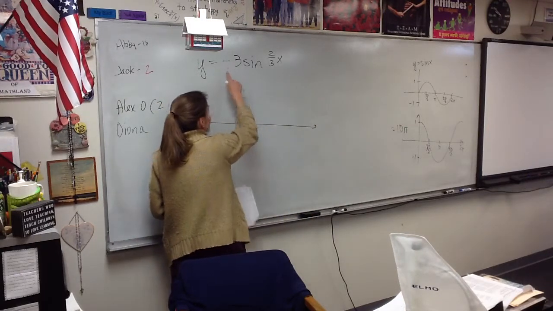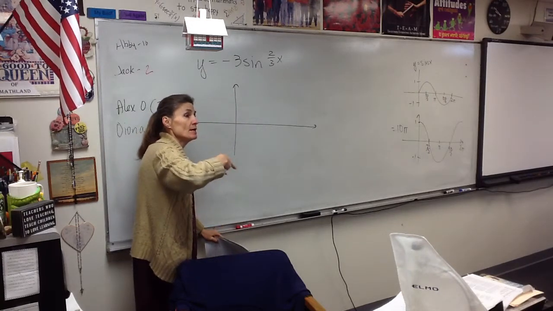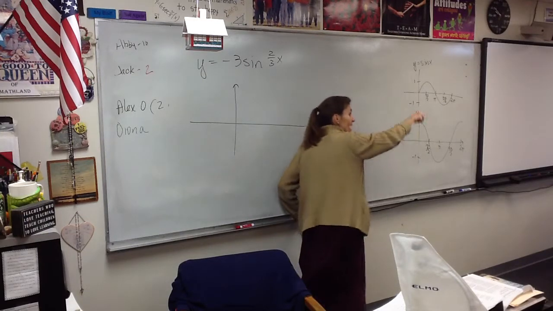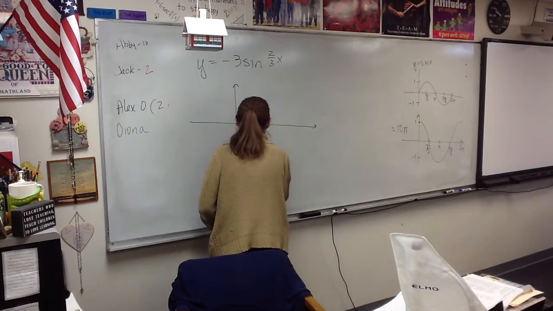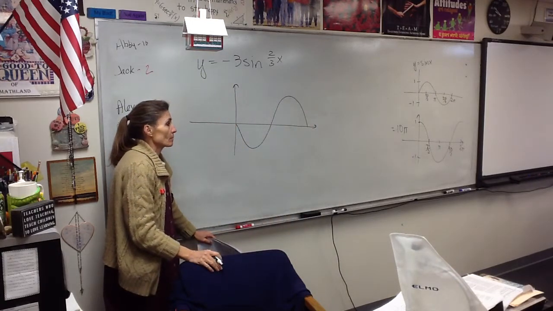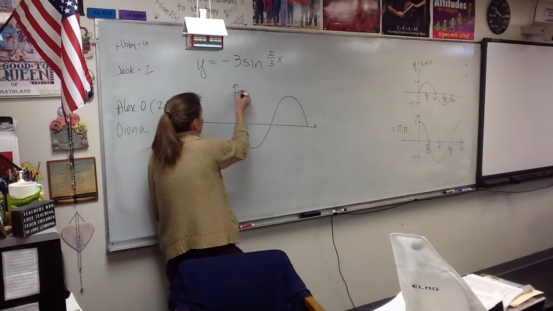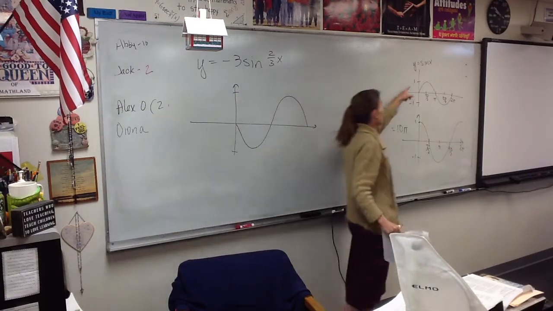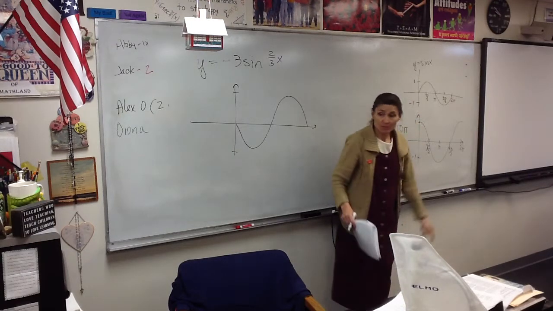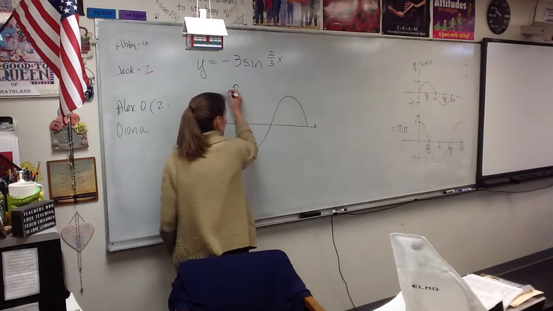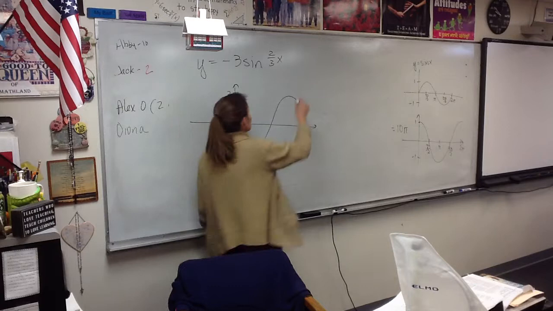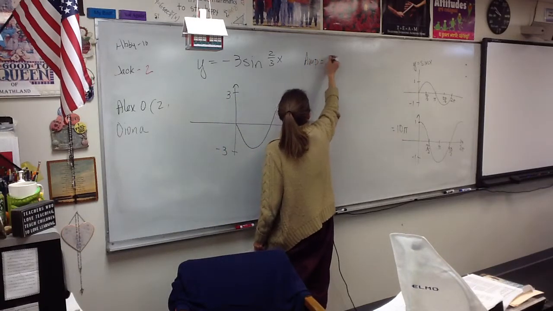What does that mean when there's a negative out there in front? It turns it upside down. So instead of drawing the hill and then the valley, I will draw the valley and then the hill. Furthermore, instead of going up to 1 and down to -1, which is what a normal sine curve does, this one's going to go all the way up to 3 and down to -3. So its amplitude is 3.